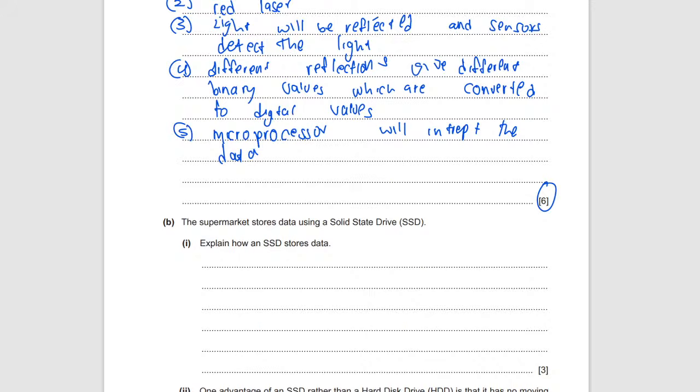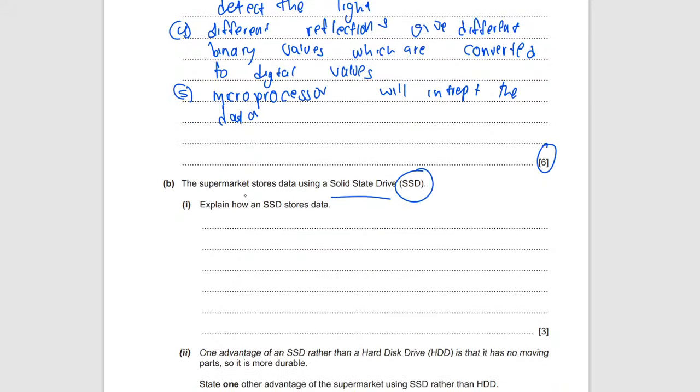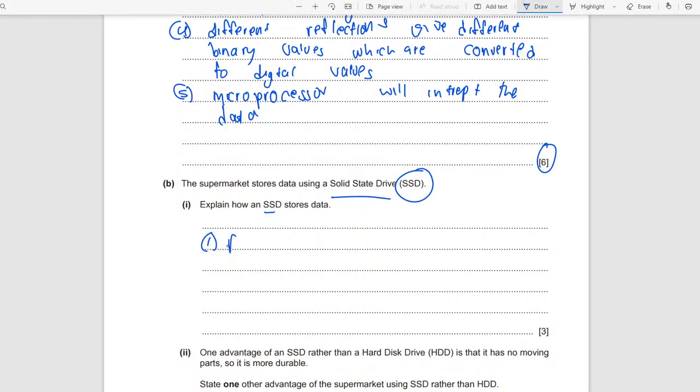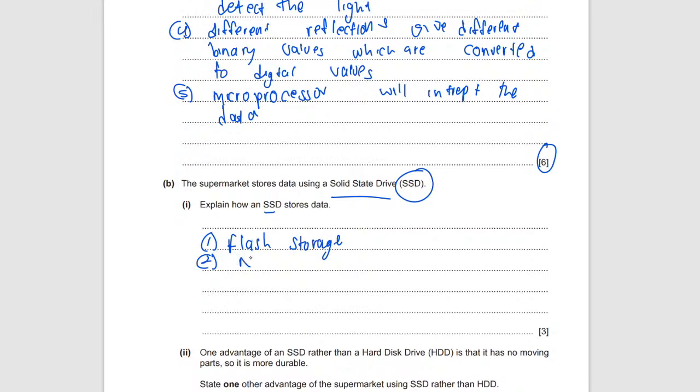Then we move on. The supermarket stores data using solid state, which is SSD. We know we have SSD and we have HDD. So it's telling us to explain how an SSD stores data. SSD stores data using something called flash storage. You can also mention that it uses the NAND gate.